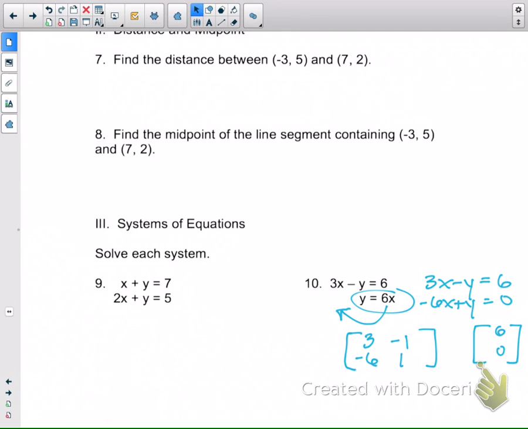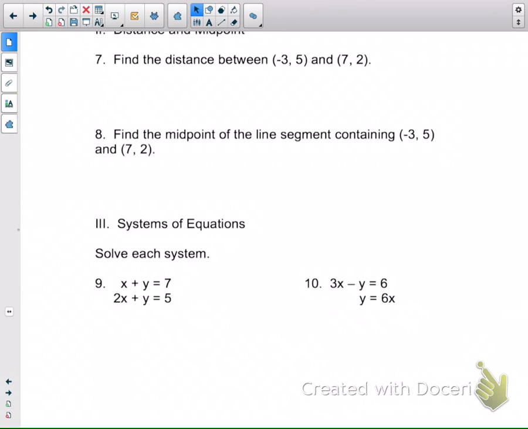So what we're going to do here is we're going to take a minute in groups, and we are going to practice with systems of equations.